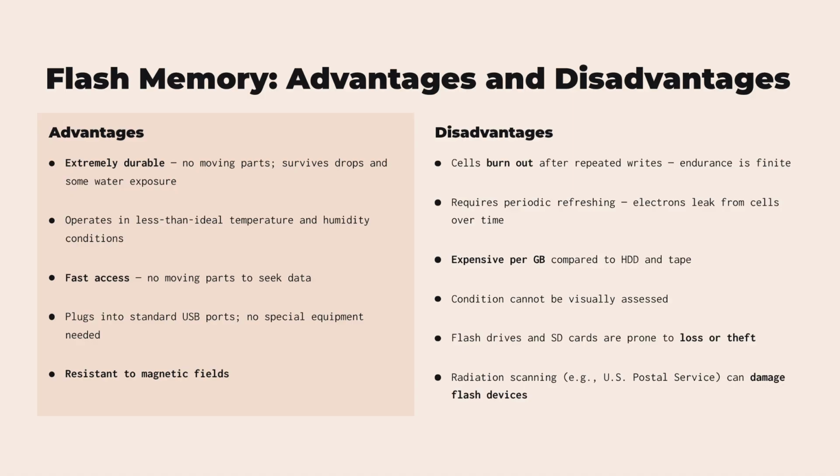Like hard drives, flash memory also requires periodic refreshing. Electrons can slowly leak from the cells over time, even without writes, effectively erasing the stored data. This is sometimes called data retention decay. For long-term archival storage, plan to migrate flash storage every few years, or at minimum verify data integrity on a regular schedule. Price is the other significant limitation. Flash memory remains the most expensive storage option per gigabyte, though prices have continued to fall and the gap between flash and hard drives has narrowed considerably.